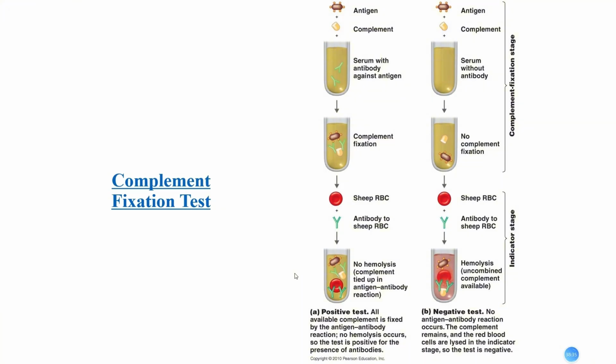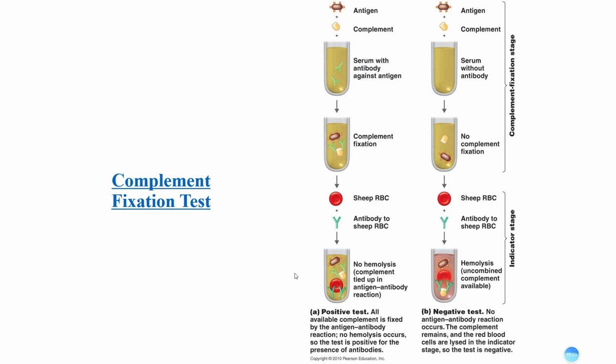Then you add another component called sheep red blood cell. So that's a red blood cell, and also another antibody which can bind to the red blood cell to mix it together in the same tube. In this tube, the complement molecules have already been used in the first complex, so even if the green antibody can bind to the sheep red blood cell, there is no complement molecule available. It's already been fixed so that the red blood cell cannot be lysed due to hemolysis. So this is the positive test. Positive means that there is presence of certain antibody in the serum.